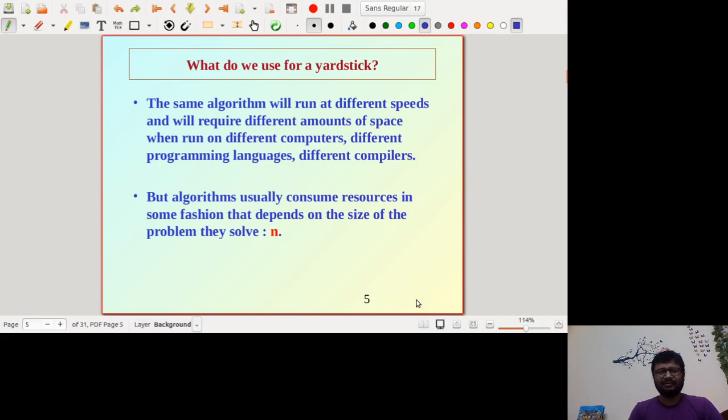Now, we again fall back on the observation that we made. Algorithms usually consume resources in some fashion that depends on the size of the problem they solve, which we will denote by n, small n. Small n will stand for the input size. And the dependence of the amount of consumed resources on the input size is what we are looking to capture.